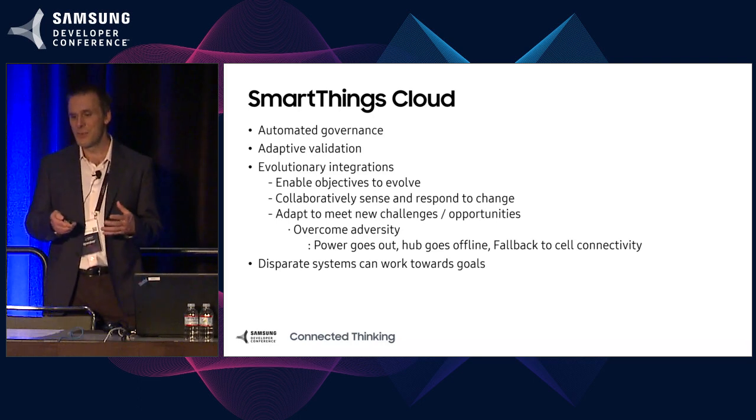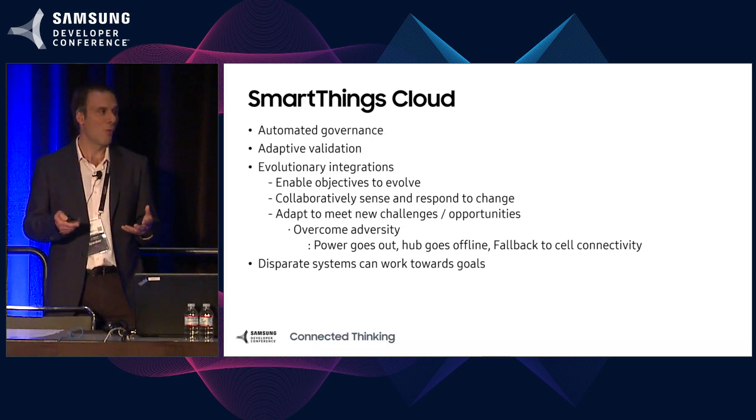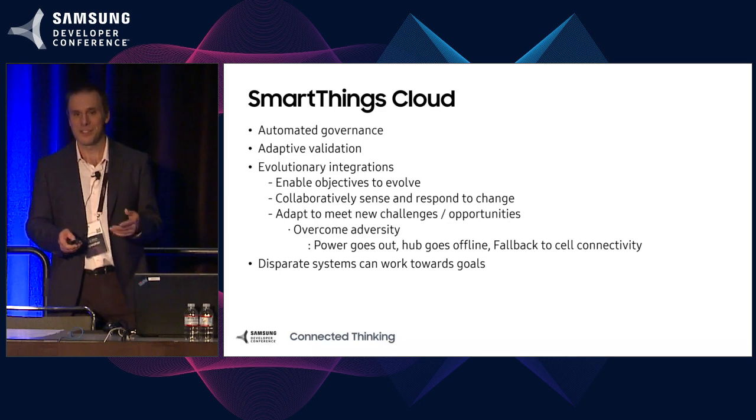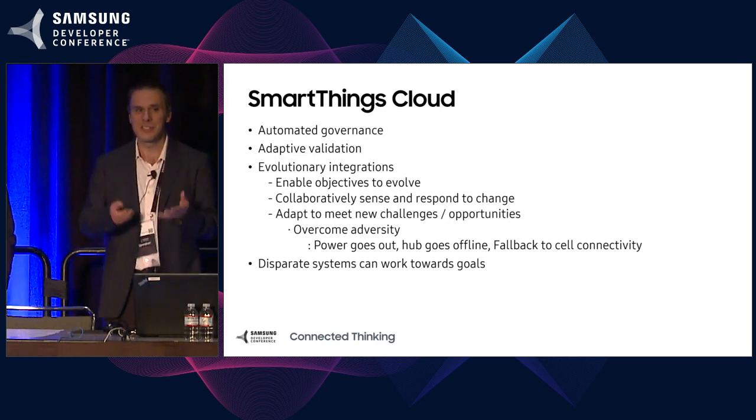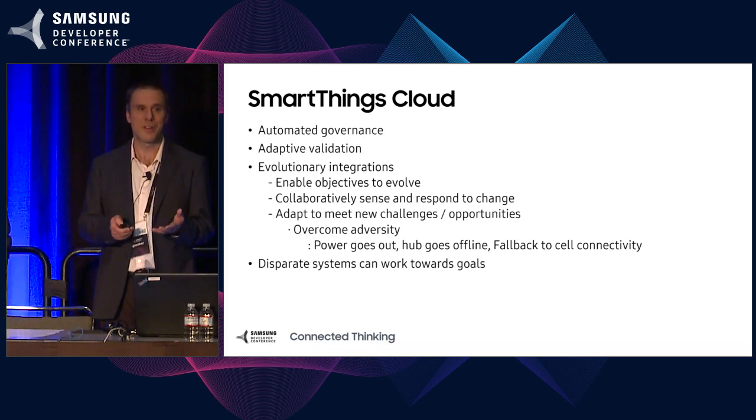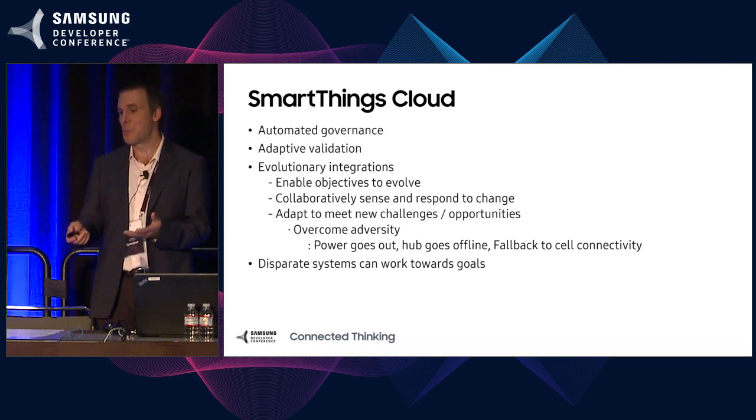So what we've done is really added some things into the API that allow these disparate systems to work together towards goals. And that's one of the key differentiators of the SmartThings Cloud over other clouds, an attempt to up-level some of these primitives so that it actually is smart.